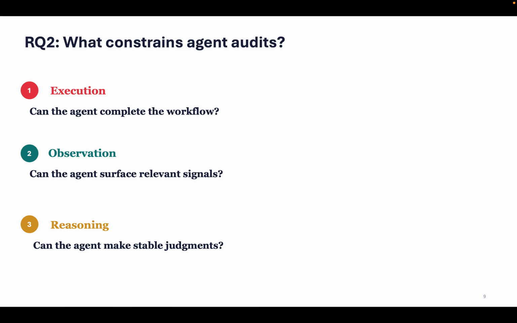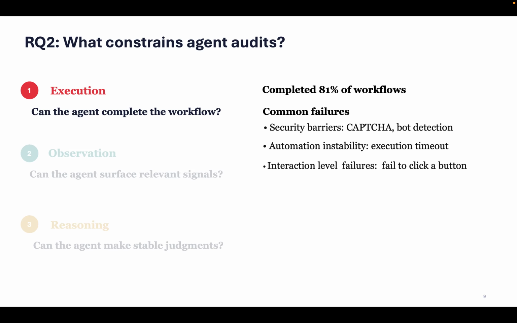This leads to research question 2, where we analyze what constrains the agent and why some patterns are more difficult to detect. To answer this, we group the constraints into 3 stages: execution, observation, and reasoning. First, execution. Before the agent can detect any dark pattern, it must complete the workflow. In our runs, the agent completes 81% of workflows overall. The common failures came from security barriers, automation instabilities, or interaction-level failures, like failing to click a button.